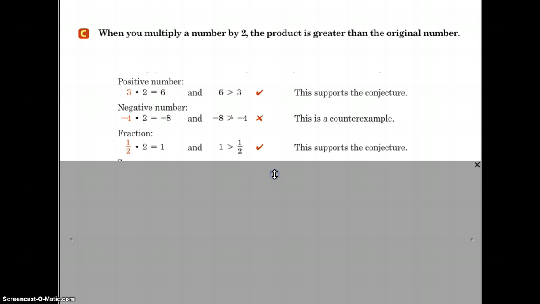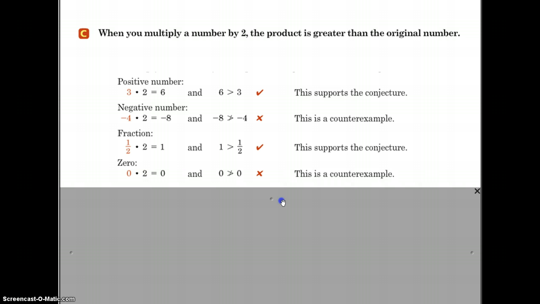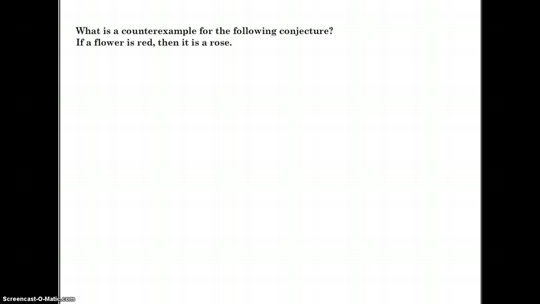Let's look at a fraction. How about 1/2 times 2? And that gives us 1, and well, 1 is greater than a half, so a fraction's not going to work. That's not going to be a good counterexample. And what about 0? 0 times 2 is, well, 0. And 0 is not greater than 0, so 0 would be another fantastic counterexample. So you could pick any negative number, or you could pick the number 0, and those would be counterexamples.